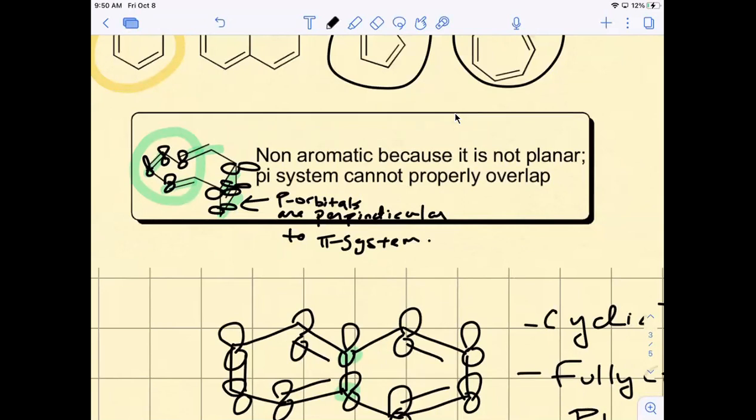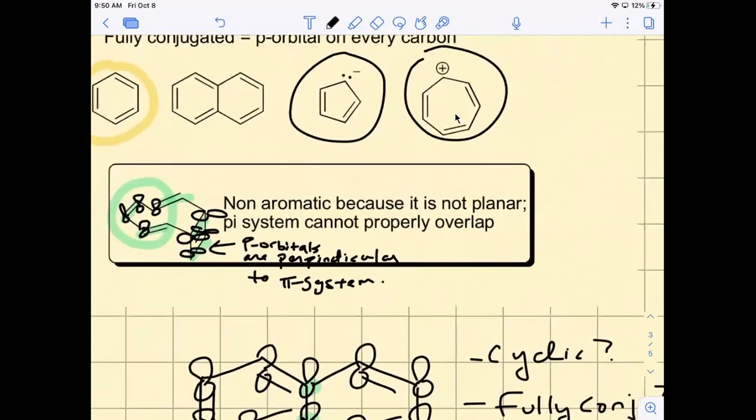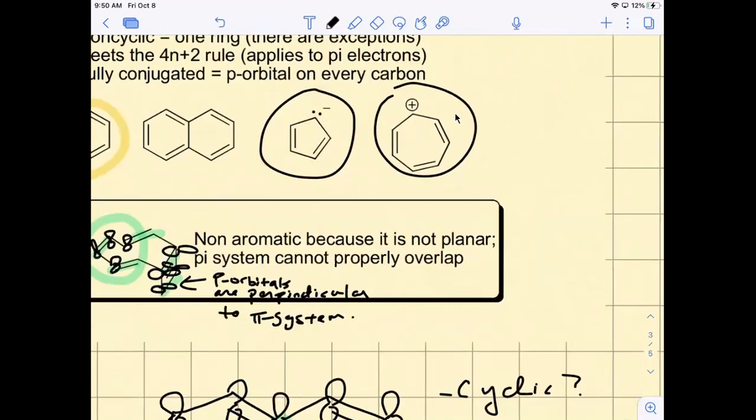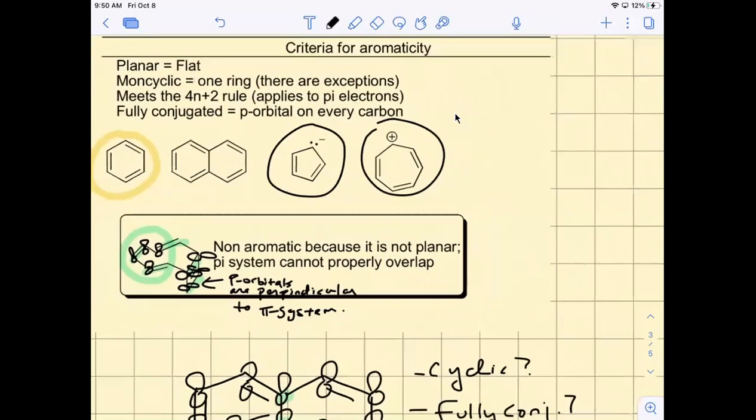So we're going to stop here. We'll pick up on Monday. We're going to look at the cyclopentadienyl cation. And then we're also going to look at some reactions that aromatics do. Because again, benzene doesn't react unless it's in the presence of some type of catalyst. So we'll pick that up on Monday.